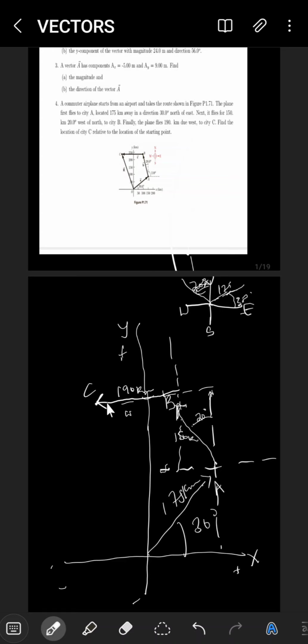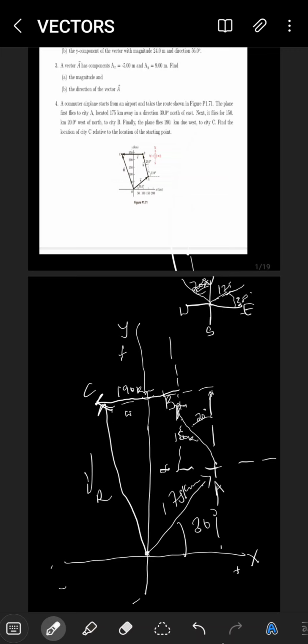The question is: find the location of city C relative to the location of the starting point. Where did this airplane start from initially? This is its origin. So how do we add vectors? You draw a resultant vector starting from the tail of the first vector, which is vector A, to the head of the last vector, which is vector C. So from the tail directly to the head of the last vector. This is going to be your resultant vector. Now this diagram does look like this one, doesn't it? Exactly. So for those that did not entirely understand how this was coming about, this is exactly what happened.